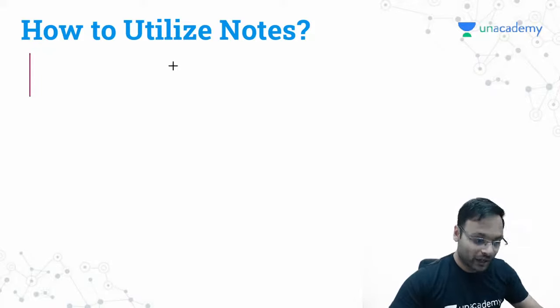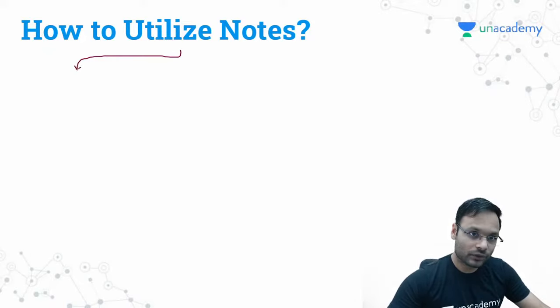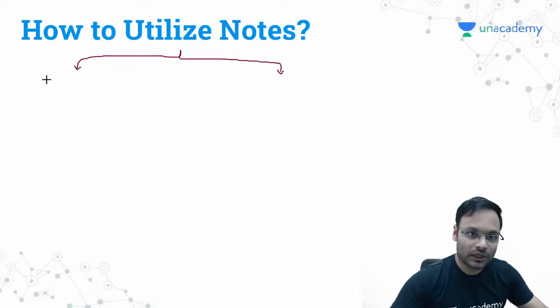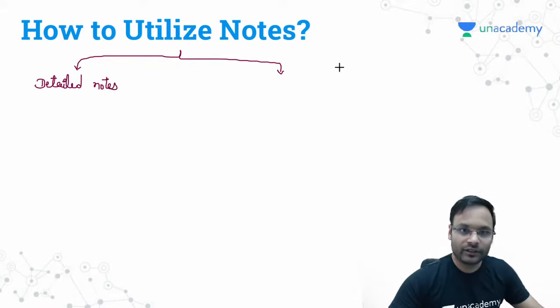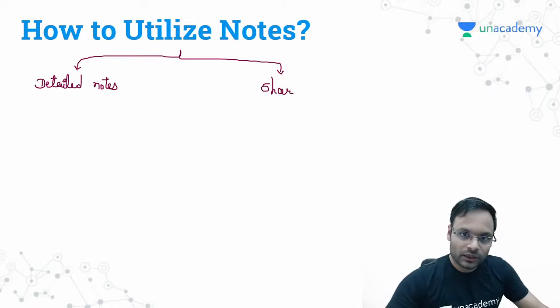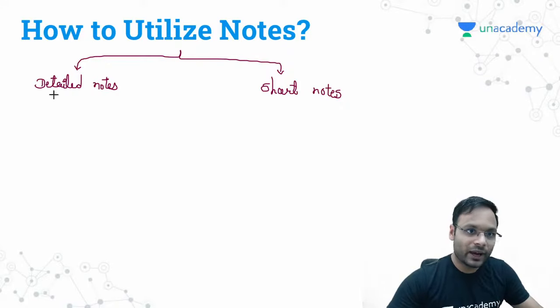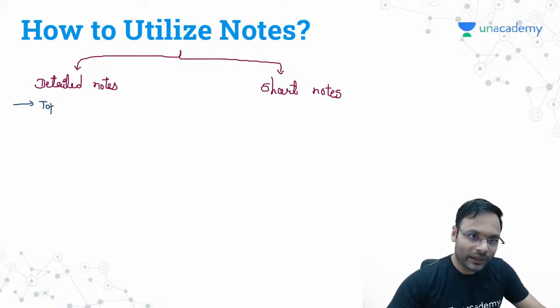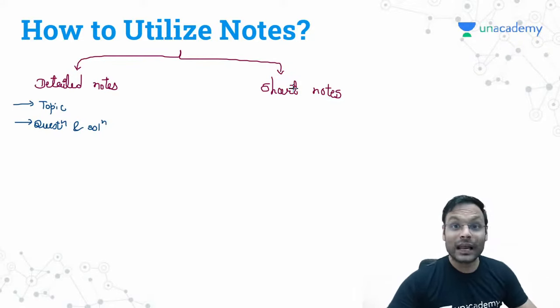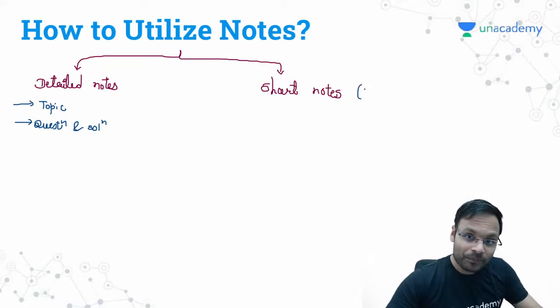You will have to make two types of notes. One is detailed notes. Second one, short notes. These detailed notes will have each and everything: topics, hidden concepts, questions, solutions, etc. Everything is there. Then you will have to make short notes, maximum 4 to 5 pages for each subject.